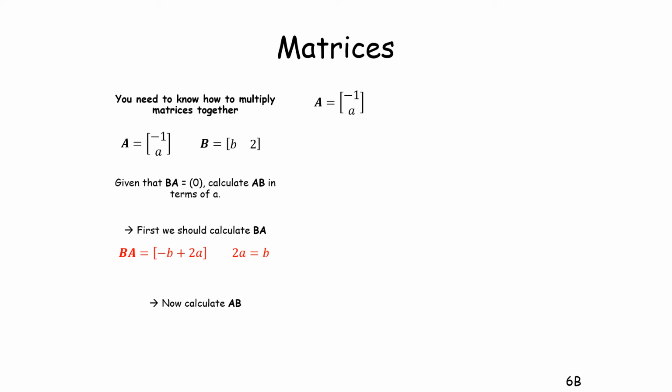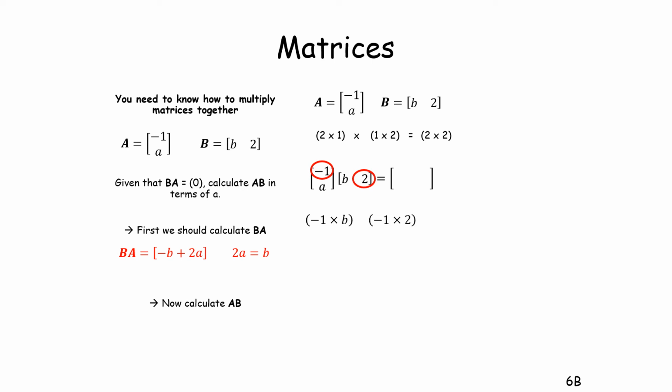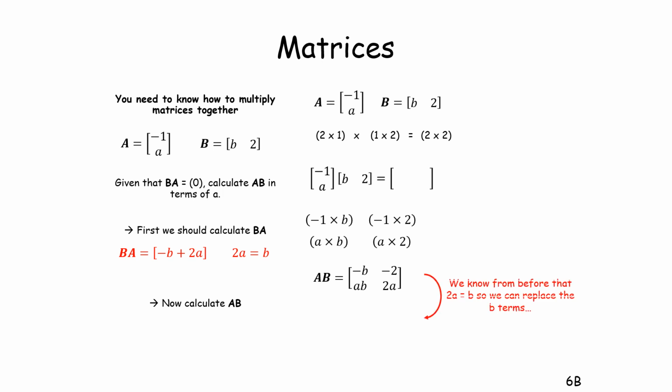Now calculate AB. So there's A, there's B. 2 by 1, 1 by 2. So we know that will work. So if we multiply these out, minus 1 times B, minus 1 times 2. Move on to the second row. A times B, and A times 2. So we get the following. We know from before that 2A is equal to B. So we can replace that. So we get the following.